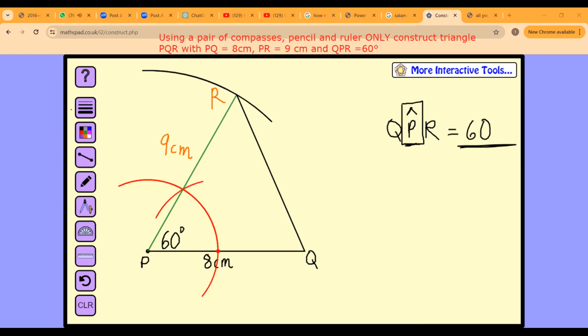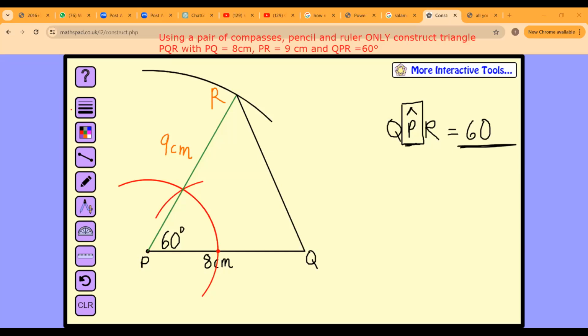Okay, good. So now the next question that they ask us after we're ready to do this is: measure and write down the length of QR. So let's go ahead and do that. QR is a line, so we have to measure and write down that length.